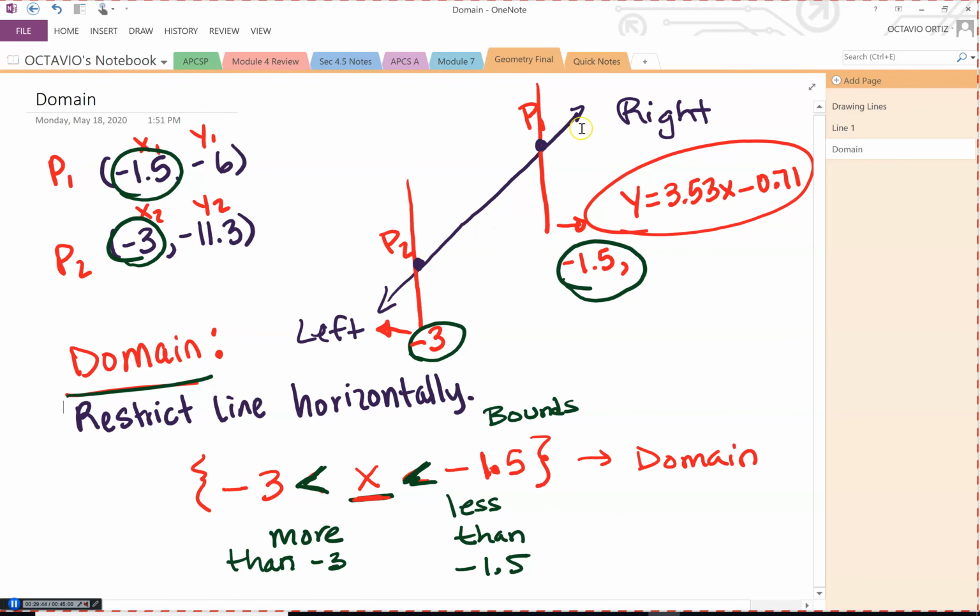So this is my line. I want it to stop right here. That's negative 3. That's the point I placed right there. Less than x, and then less than, and then this point, the x coordinate is negative 1.5. Again, they come from right here. So I put the negative 1.5 right there. We don't use the y coordinates at all, the negative 6 and negative 11.3, when we're restricting the domain.